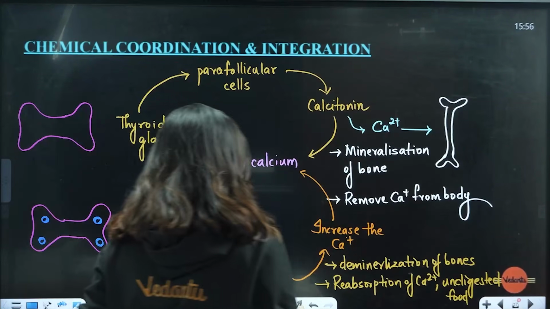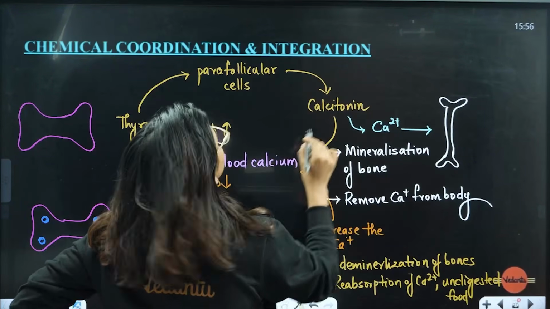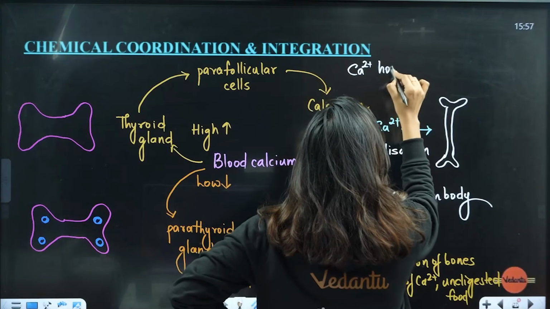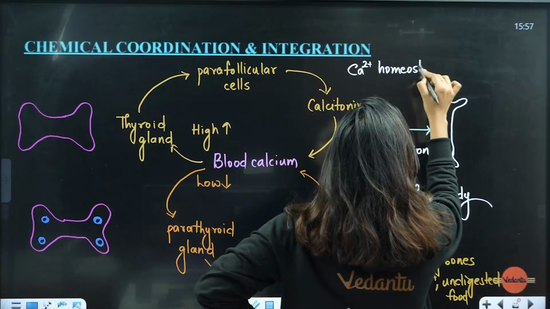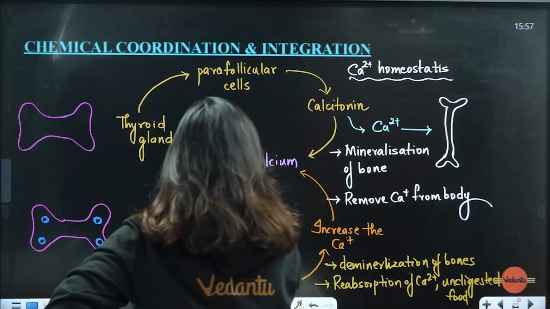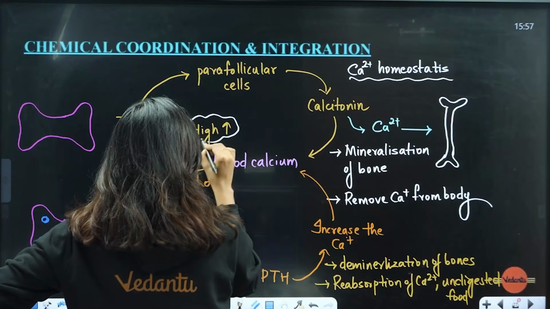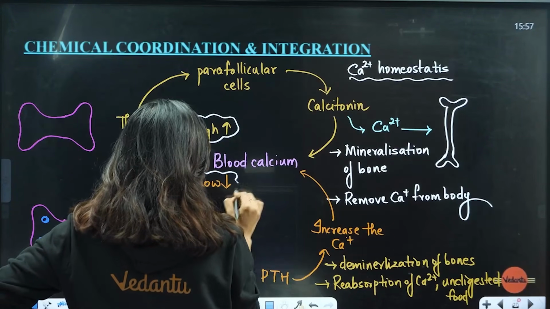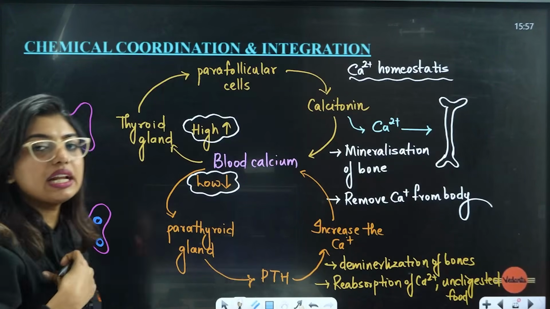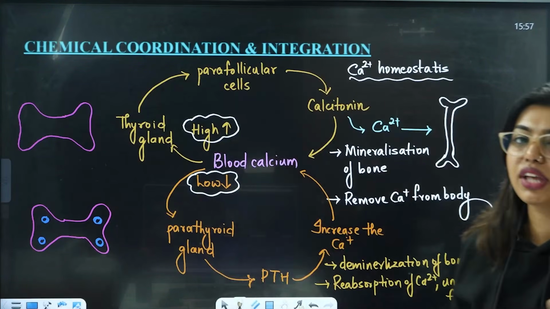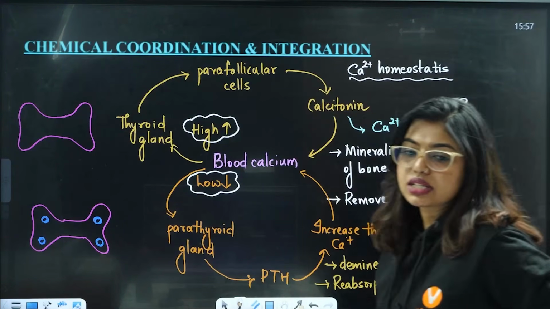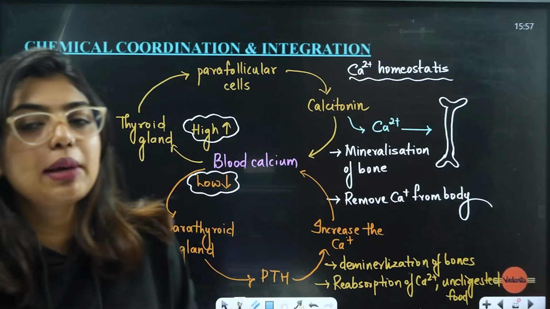We can call this calcium homeostasis. Okay, that is basically calcium balance. So here it is high, here it is low. These two have to work hand in hand to make sure that the balance is maintained. If calcium becomes more, it is a problem. If calcium becomes less, it is also a problem. I hope this is understood. Yes or no? You can become hypocalcemic.